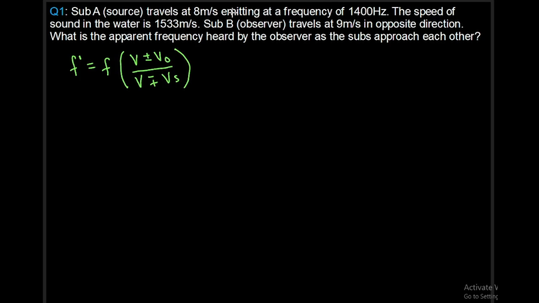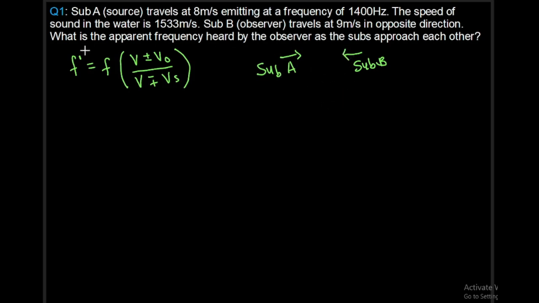The speed of sound in the water is this. They give us V. This is our V. Now, sub B travels at 9 meters per second in opposite direction. So it simply means we have sub A moving in this direction, and then we have sub B moving in this direction. So you see that they are moving towards each other.